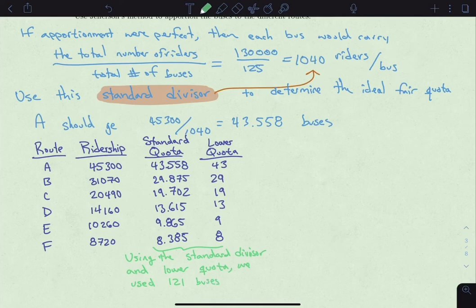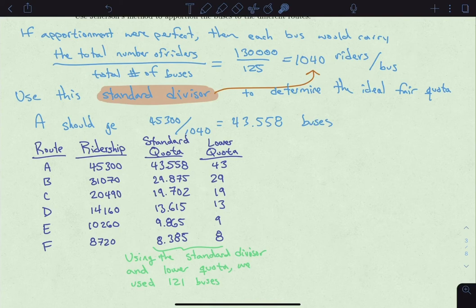So we used the standard divisor to build the standard quota, and then the lower quota from each of those is what our apportionment could be. But that only uses 121 buses, so you still have 4 buses left over. In Hamilton's method, this is your starting point, and then you pass out 1 bus at a time. The first bus would go to route B. But in Jefferson's method, you want to stop at the lower quota.